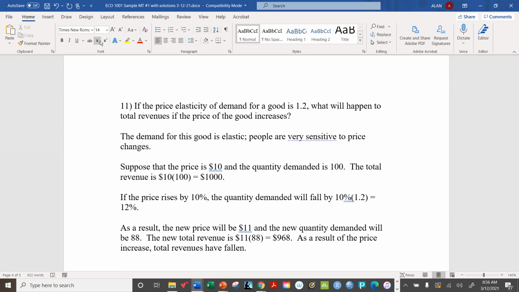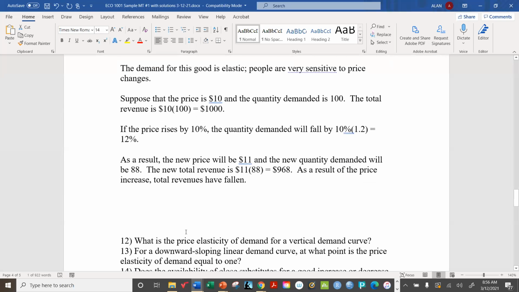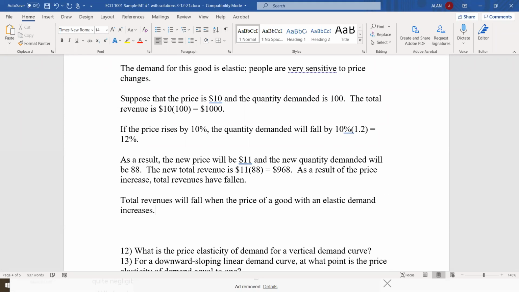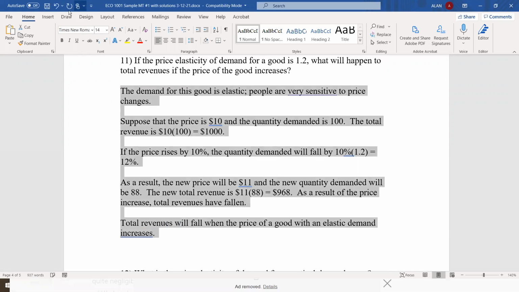Now, again, you don't have to go through all the trouble of making up your own numbers, but it should be clear that when the elasticity is high like this, the response to a change in prices will be very significant. In fact, more than proportional to the change in the price. So an increase in the price of 10% will result in people buying 12% fewer units of this good. And so the result is that you have to lose money. So the answer to the question is total revenues will fall when the price of a good with an elastic demand increases. Okay, in other words, don't do it. Don't raise the price when the demand is elastic. It's not a good move.